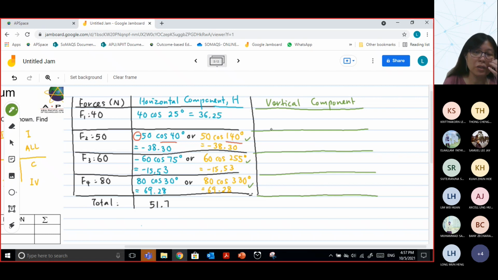Okay, so for the vertical component, for the first one, instead of cos, I just change it to sine. For the second one, same thing, 50 sine 140. Then 60 sine 255. Then 80 sine 330. Okay?